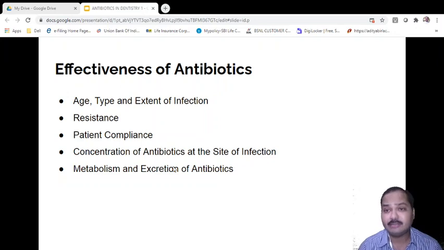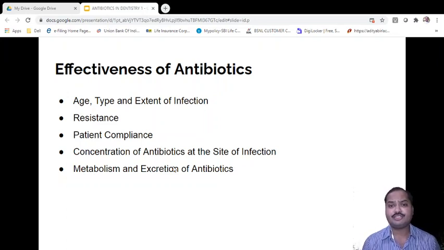Effectiveness of the antibiotics will depend upon the age, type, and the extent of the infection. Age means the elderly will be requiring the antibiotic therapy where the resistance has reduced, or the age of the infection. If the older infection is there, which is slow in growth and well established, the bactericidal and bacteriostatic antibiotics both will be less effective than in newer infections.